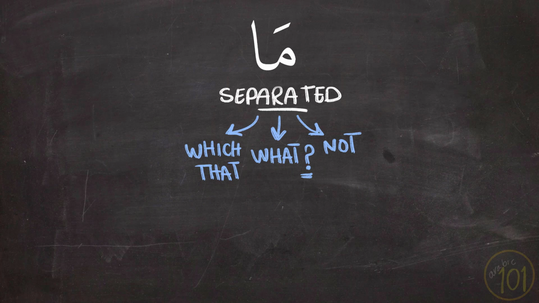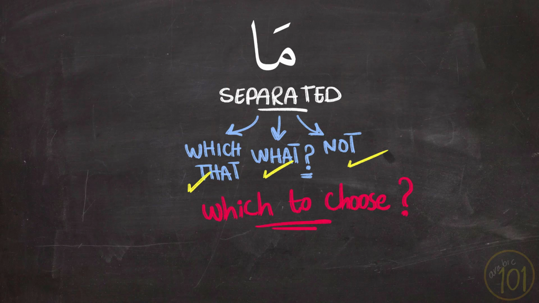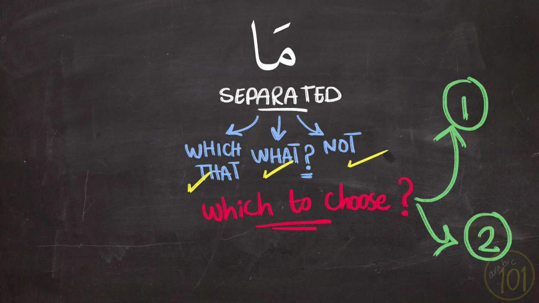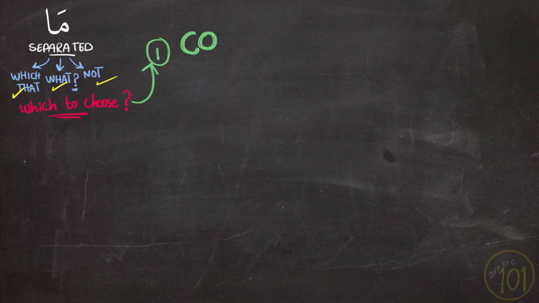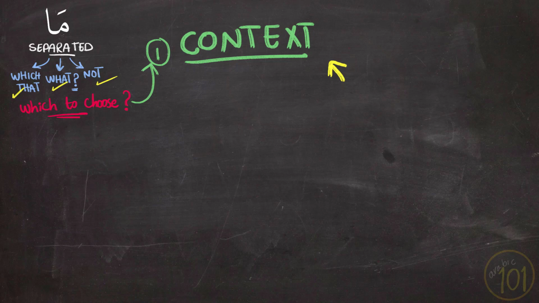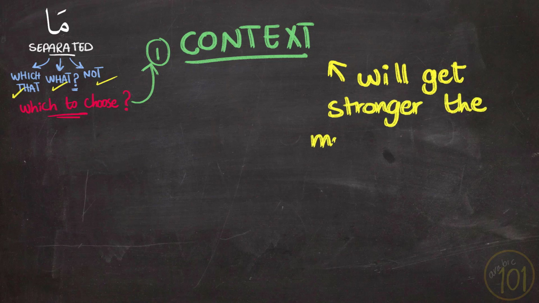Now, if the separated ma has 3 different meanings, then how do we know which is which? And the answer to this question is that we depend on 2 things to know the meaning of a separate ma. First, we use the context of the ayah. Context is in fact extremely important when reading the Holy Quran, and your understanding of the context will get enhanced the more you learn Quranic Arabic. So this will only get stronger and stronger if you keep on acquiring new words.